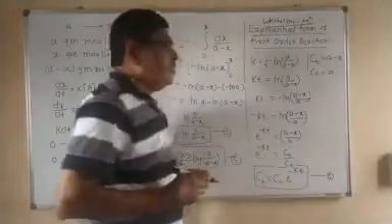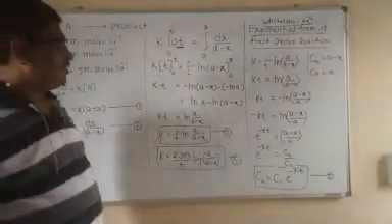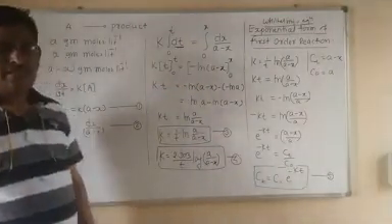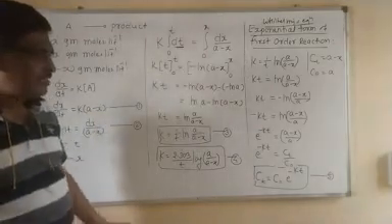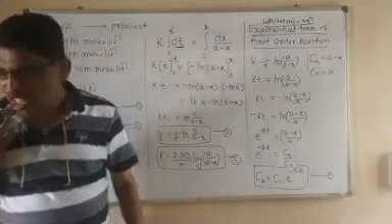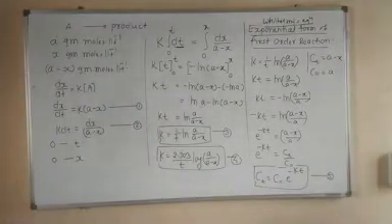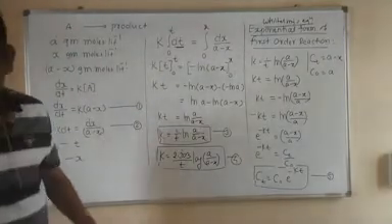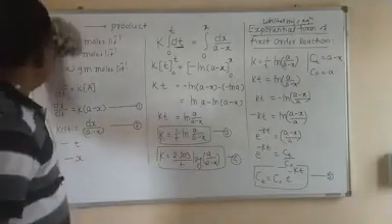This is the simple derivation of the first order reaction rate constant, which may also be called the integrated rate law for a first order reaction. Now, the unit of rate constant.